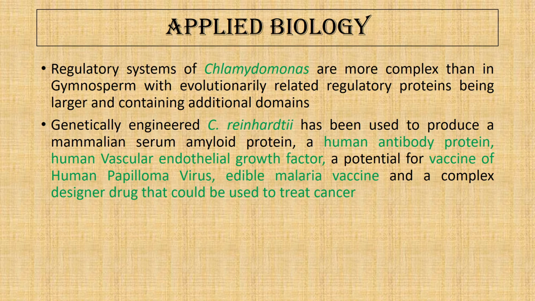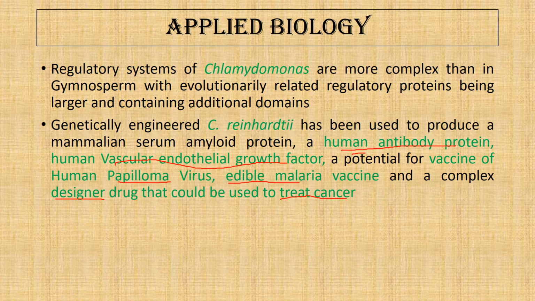this Chlamydomonas for the production of human proteins, especially for example this human antibody protein, the growth factors, that is the vascular endothelial growth factors. So all these various vaccines, especially the edible vaccines against different types of viruses, and many types of edible drugs that are used to treat cancer. So all this manipulation can be done, and Chlamydomonas can thus be used in applied biology also.